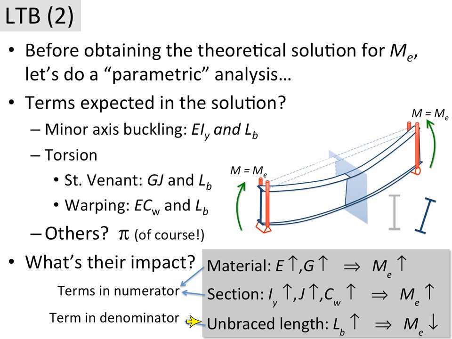So when we go back later, after we have our solution, we'll say, hey, how did it go? Did our material and section properties end up in the numerator, and our unbraced length always end up in the denominator? So we'll have a look at that in a bit.